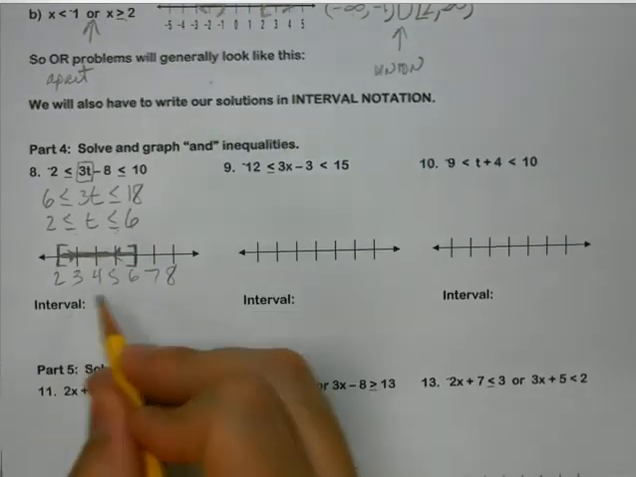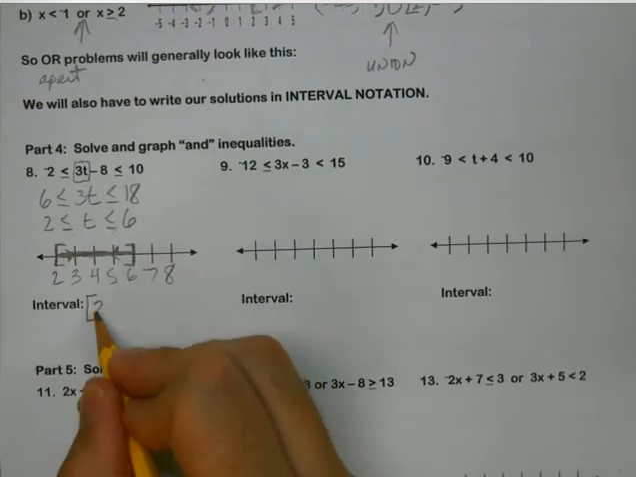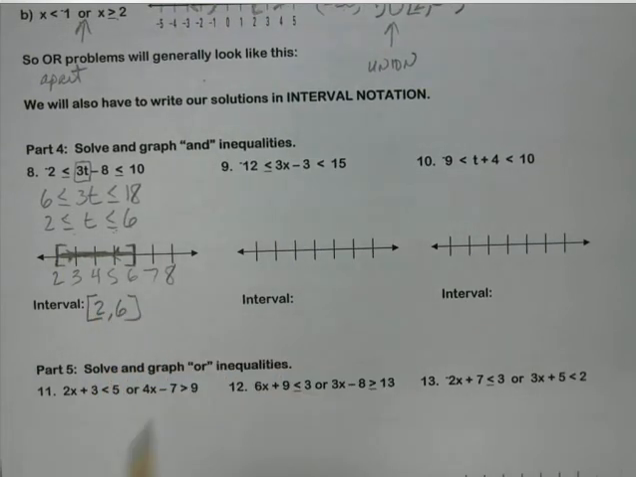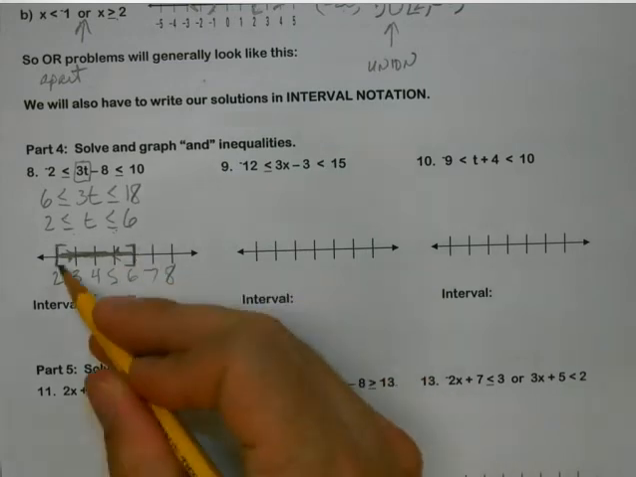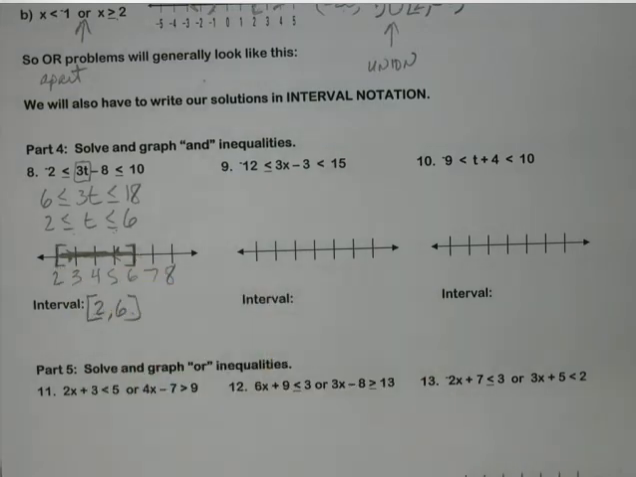Interval notation on ands are great, because you're basically just taking your two endpoints and you're copying what you see in the picture. Brackets, brackets, start at 2, end at 6, you're good.